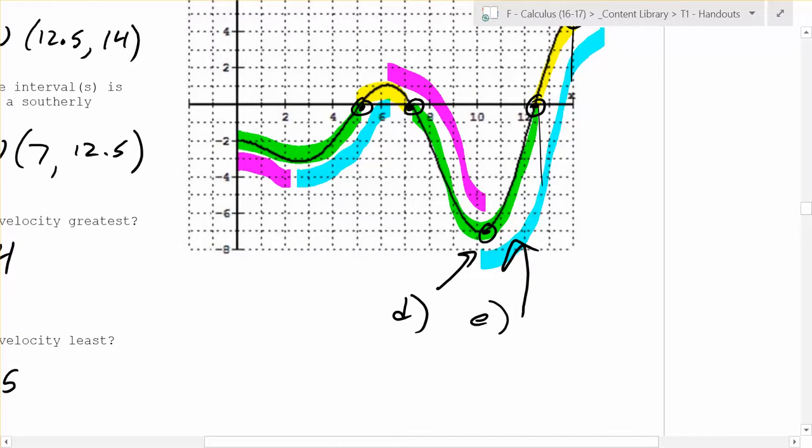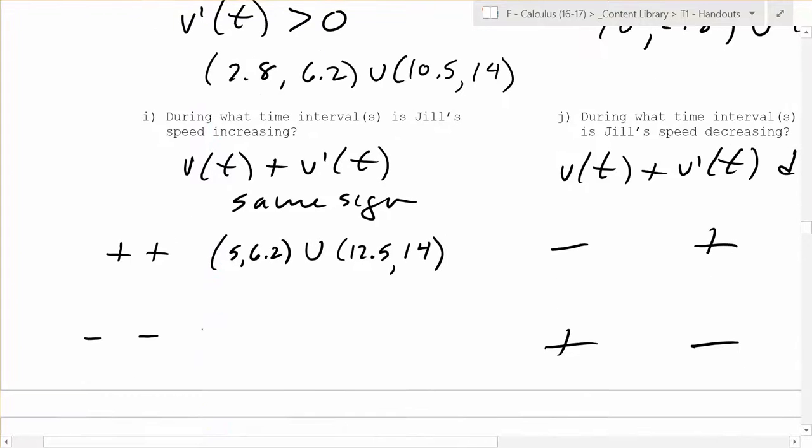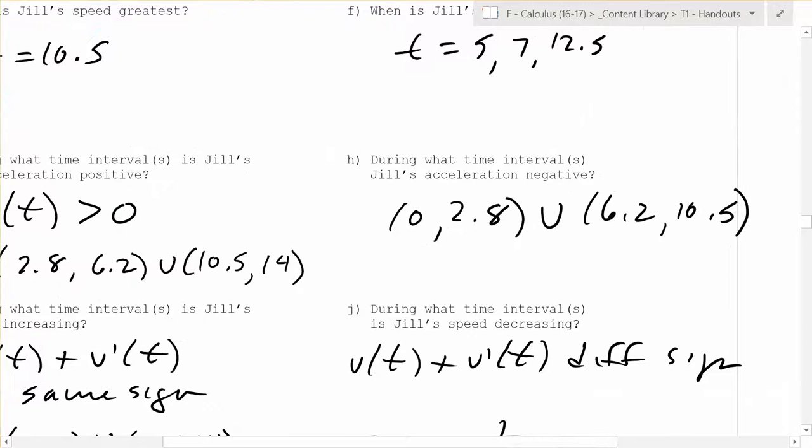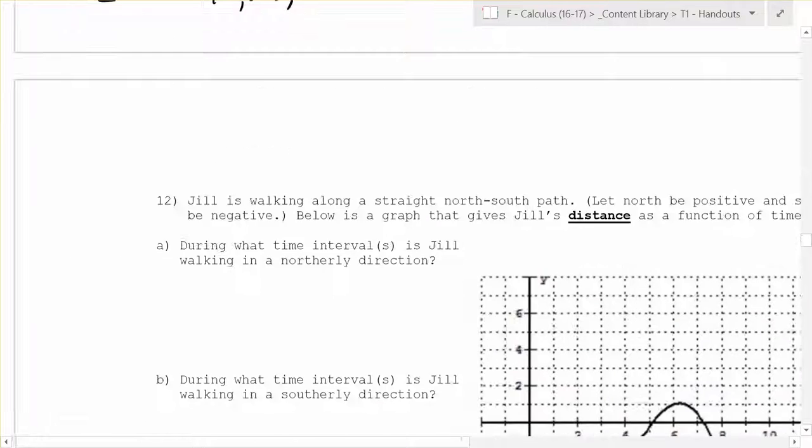So we just did positive and positive. So where's it negative and negative? 0 to 2.5 and what else? 7.2 to 10.5? Yes, 7 point... What is it? 7.2 to what? 10.5. Yes, exactly.